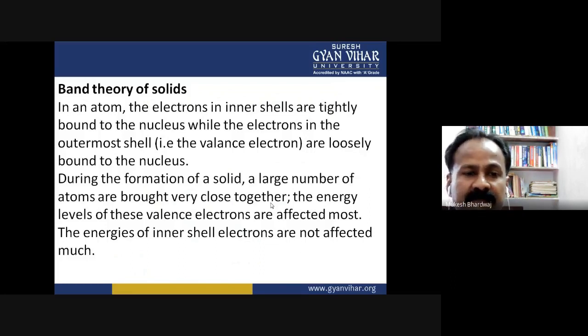During the formation of a solid, a large number of atoms are brought very close together. The energy levels of these valence electrons are affected the most, because the valence electrons, or valence band, are the ones that take part in various activities or phenomena of reaction. The energies of inner electrons are not affected much.